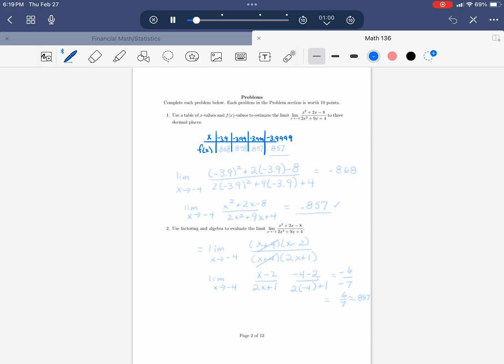All right, so those are going to be your x values, and what you want to do with the table is put in numbers that get closer and closer to -4 for your x values. And then you're going to plug those values into your function and figure out what the f of x value is. So what I'm saying is that it would be the limit as x approaches -4, -3.9 squared plus, so you'll just plug it straight into the function there, the first one.